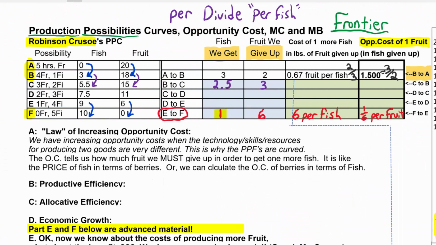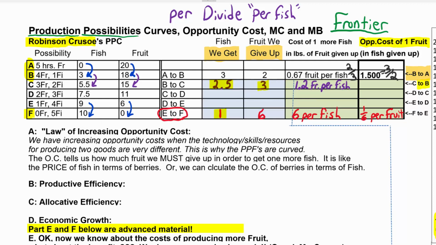So we take that 3 divided by 2.5, and our answer is, what is the opportunity cost of each of these additional 2.5 fish that we're getting? 1.2 fruit that we're giving up per fish that we're getting. And we can tell that number has to be bigger than 1 because we're giving up more fruit than we're getting in fish. And what's the opportunity cost if we were to move the other way?